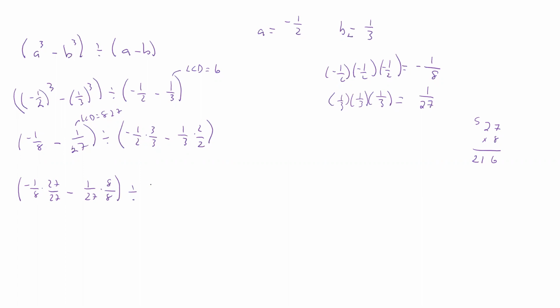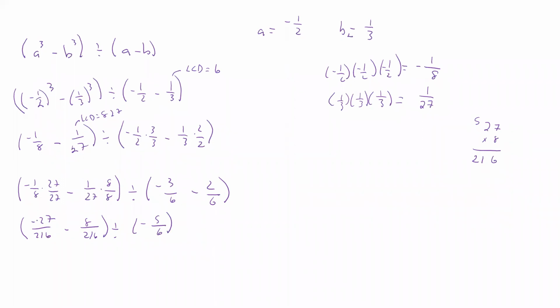And that's all divided by, well, now we've simplified this a little bit, so it's going to be minus 3 over 6 minus 2 over 6. So that's working out nicely. And now we can simplify this. This is going to be minus 27 over 216 minus 8 over 216 divided by, well, now we've got a common denominator, so minus 3 minus 2 is going to be minus 5 over 6.